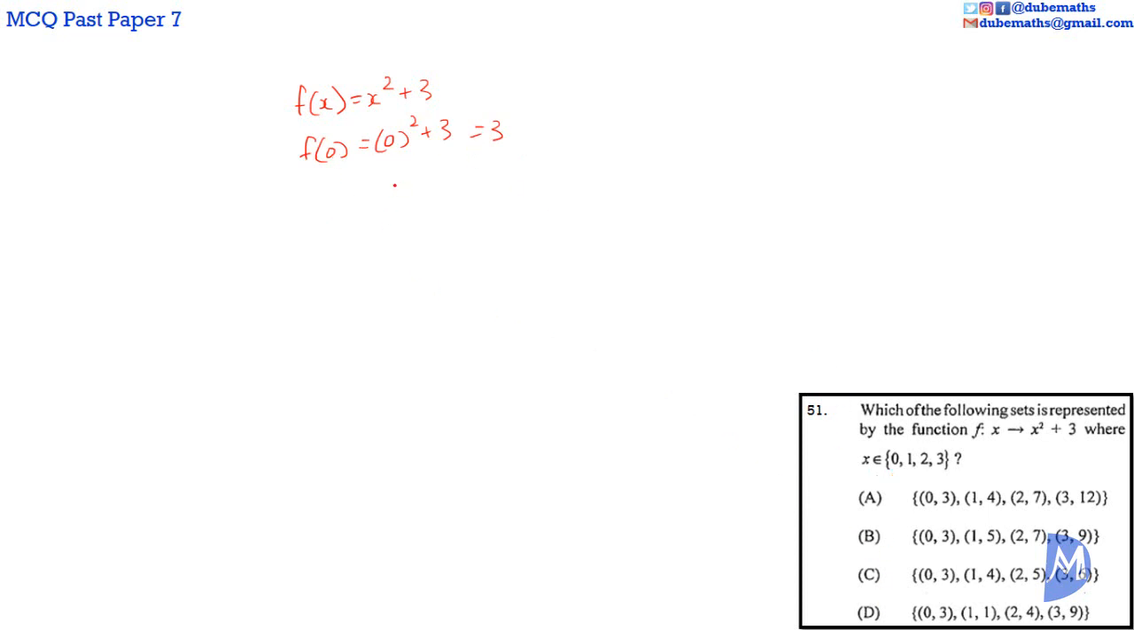All 4 answers have (0, 3). f of 1 is equal to 1 squared plus 3. 1 squared is equal to 1, plus 3 is equal to 4. So (1, 4) is also our xy pair. So the answer is either A or C. f of 2 is equal to 2 squared plus 3. 2 squared is 4. 4 plus 3 is equal to 7. So (2, 7) is also an xy pair. (2, 7). So the answer is A.